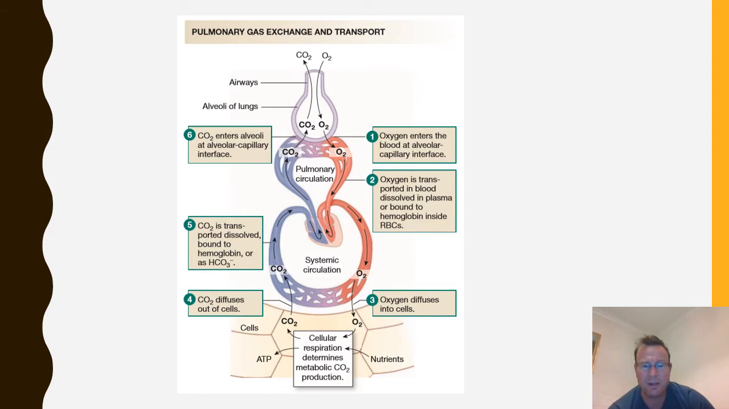Then at number 3, the oxygen starts diffusing into the body's cells. The cells use it to do their work, their respiration, and they give back carbon dioxide. So carbon dioxide on the left hand side of that picture comes out of cells and is transported in the blood, either bound to hemoglobin or as a bicarbonate molecule, and it finds its way back to the heart, where it then gets pumped to the alveoli to lose its carbon dioxide and get more oxygenated blood.